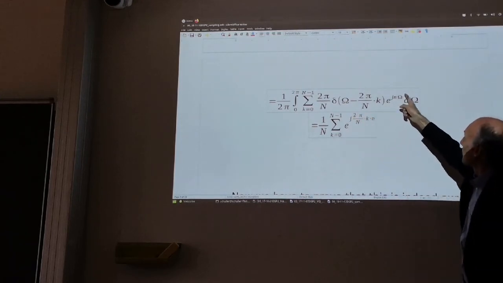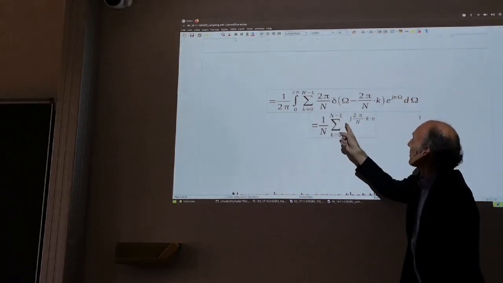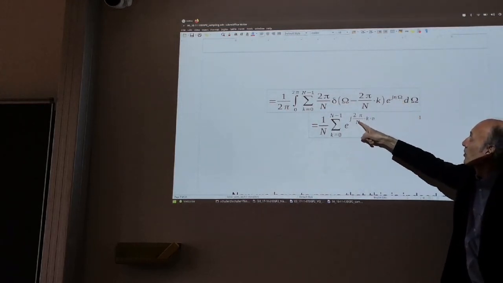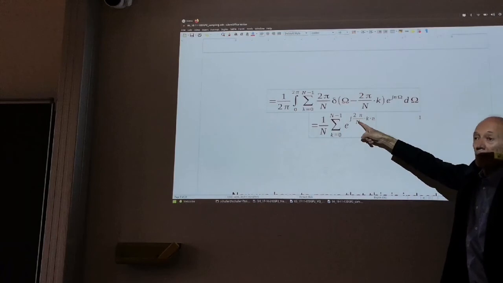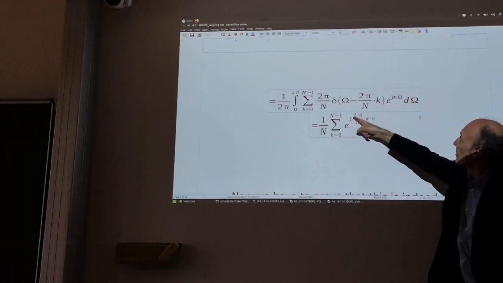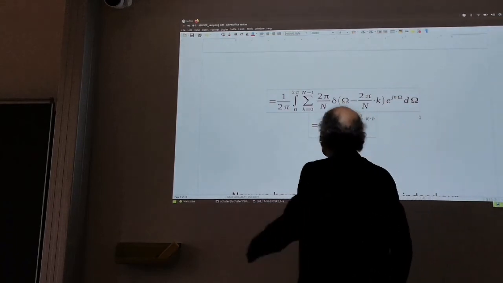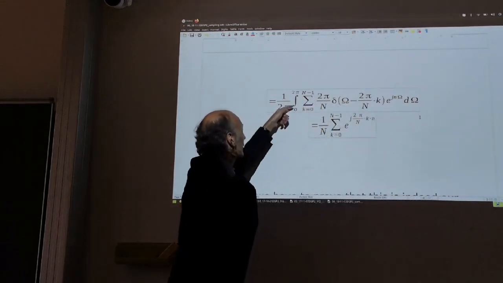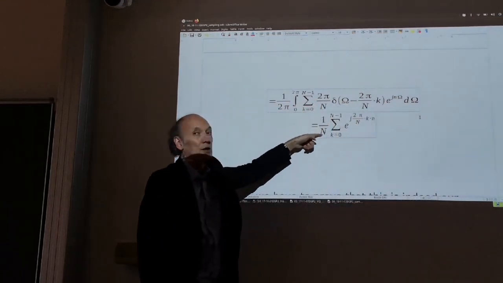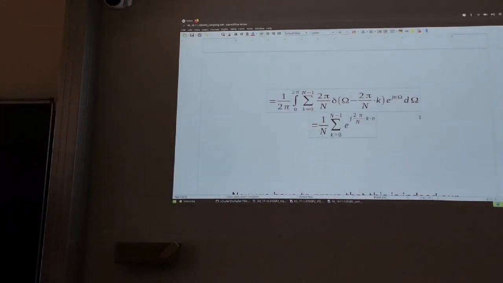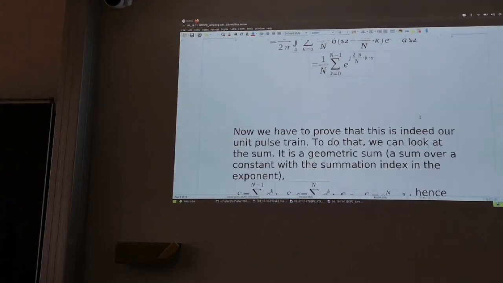So here you can see the result. The sum is still there, and what's left from this function here are these frequency points. So we sample this function here at those frequency points, and the 2 pi cancels here, and what's left is just this 1 over n. So now you know why I had a 2 pi here, because it conveniently cancels. So this is our formula.